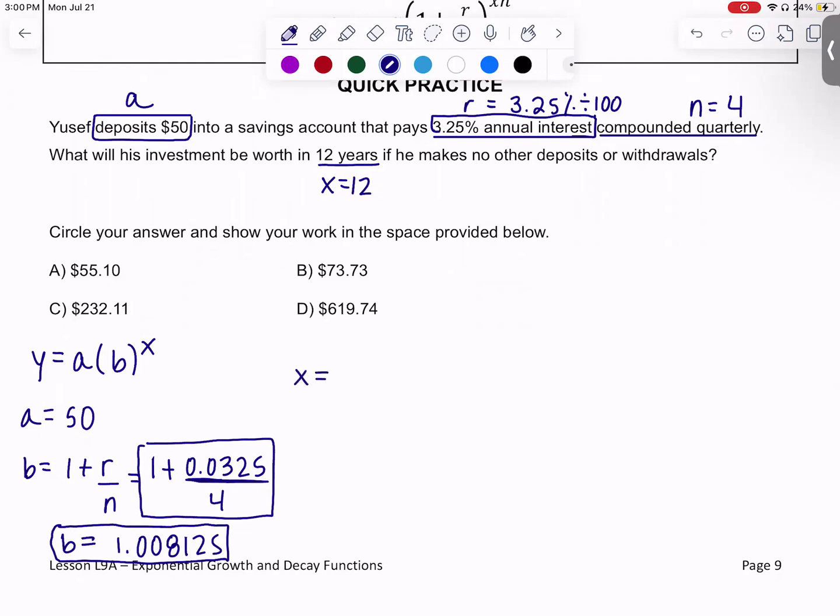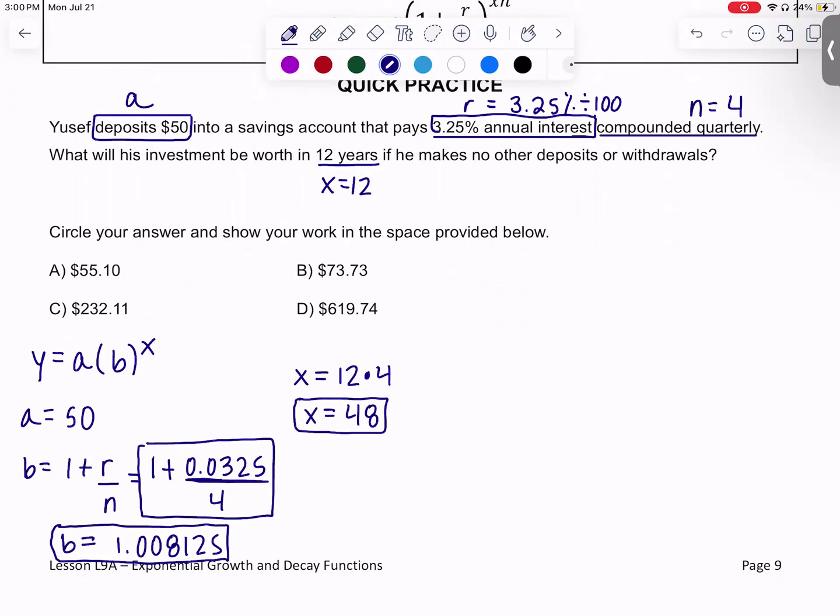For X, it's 12 years, but in just 1 year, he gets four interest applications, right? It gets compounded 4 times in 1 year. So over 12 years, it's 12 times 4. This B value gets applied 48 times.